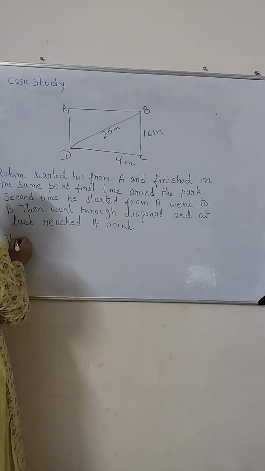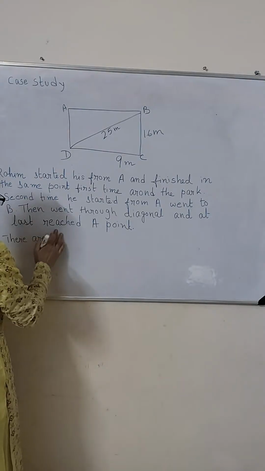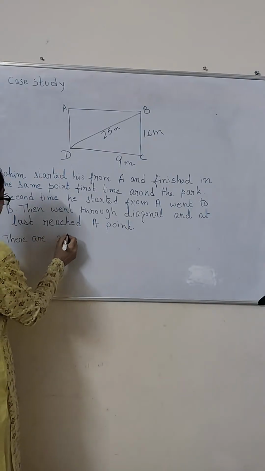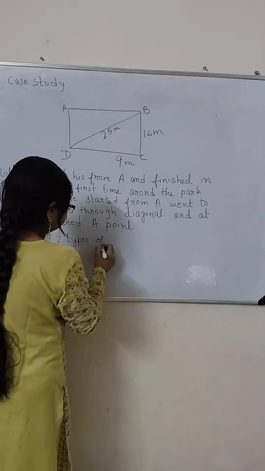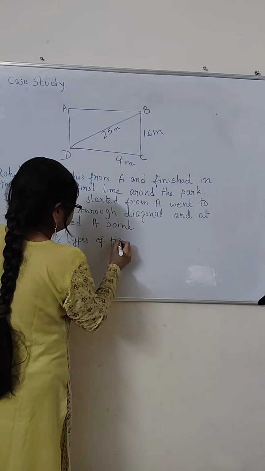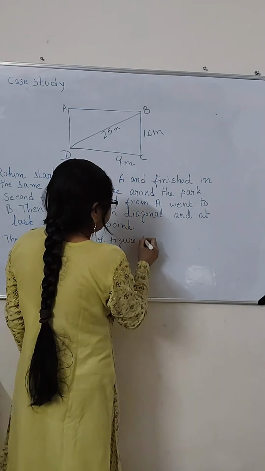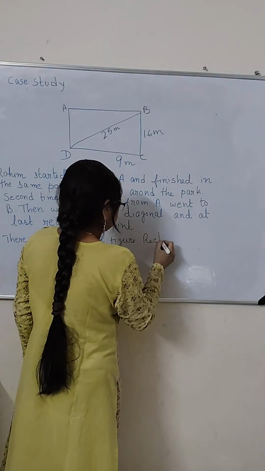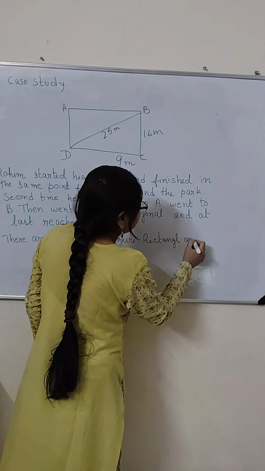There are 2 types of figure: rectangle and triangle.